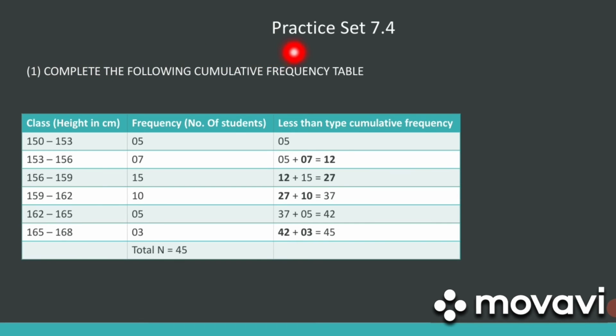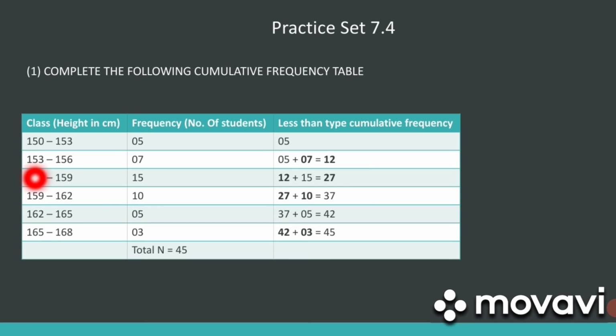Let us solve practice set 7.4. Question 1. Complete the following cumulative frequency table. In the following table, we are given the class, that is the height of students in centimeters, the frequency, that is the number of students, and the less than type cumulative frequency. For class 150 to 153, the frequency is 5. Therefore, for the less than type cumulative frequency, we write 5 as the cumulative frequency for the first class.